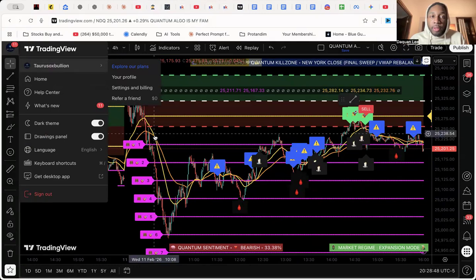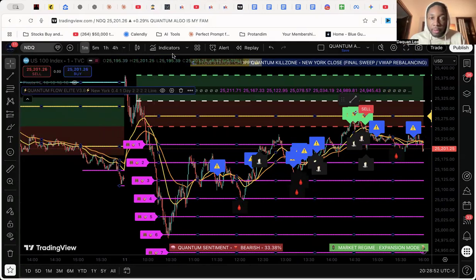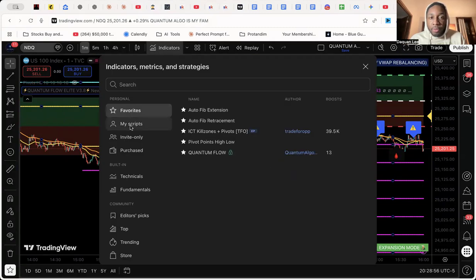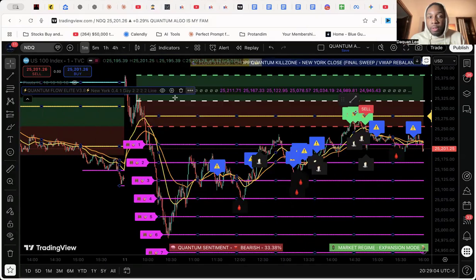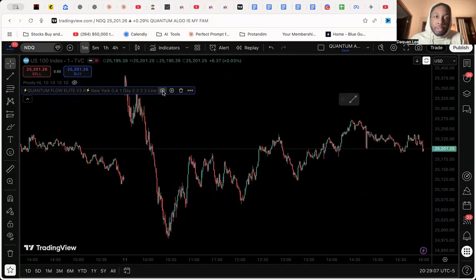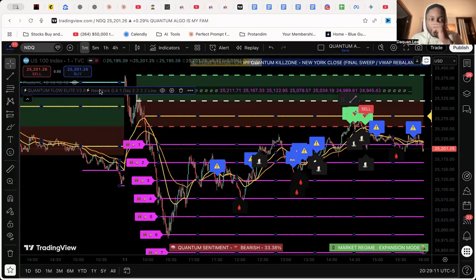All you have to do to upload the indicator are these two following steps. Go to indicator, go to invite only. Once you go to invite only, you should see it pop up. Click that, boom, it's going to come up on the screen. If it doesn't, you just hit this eye thing right here. You'll see it in this little category over here, and then boom, you're good to go.